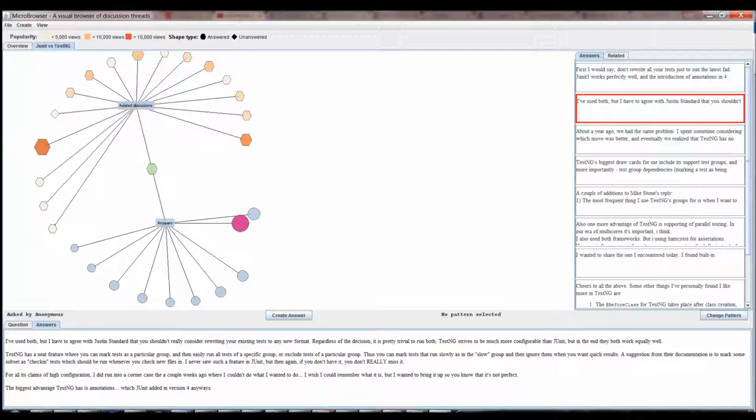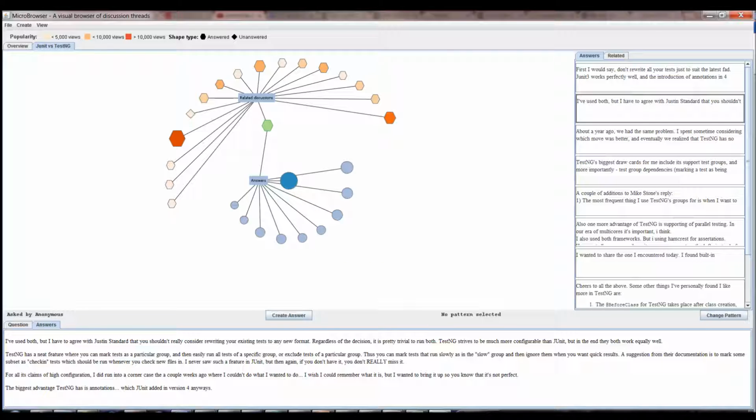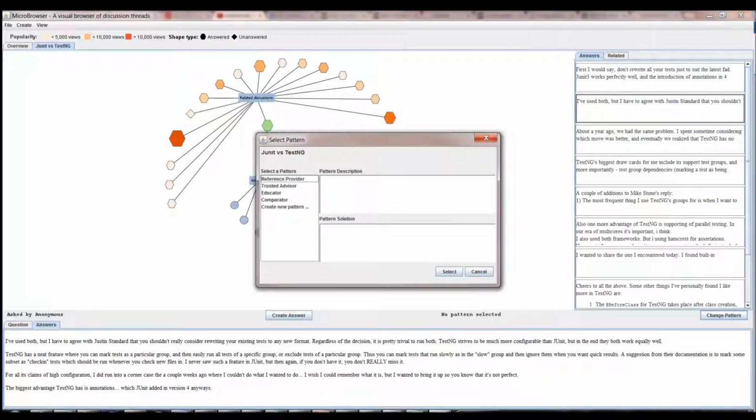For example, let us assume the student found the answer to a discussion to be a good way to answer questions that compare between topics. To make it a reusable knowledge nugget, the student can associate a pattern to it. Reviewing the list of patterns, the comparator one looks like an appropriate one and gets selected.